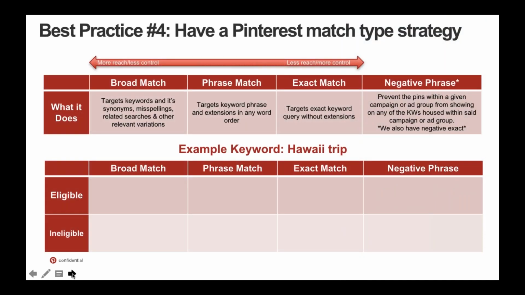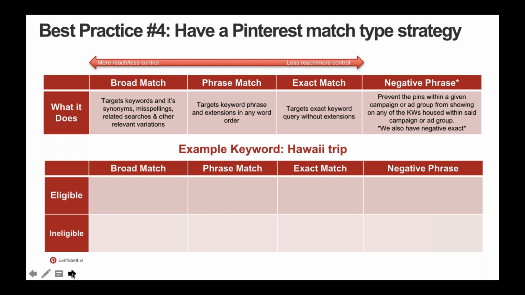It's also important to have a match type strategy right off the bat when you're setting up your campaign. Our match types work very similarly to traditional search engines, the one difference being within broad match. Our broad match does also include synonyms, misspellings, related searches, and other relevant variations. When we say other relevant variations, this is hinting at our visual technology. When you indicate that you're okay with serving broadly, it's really a balance between reach and control.